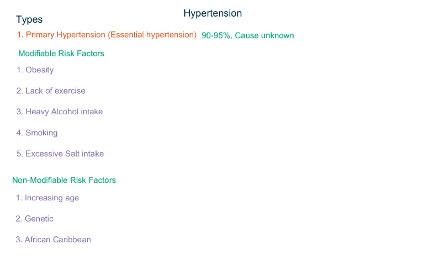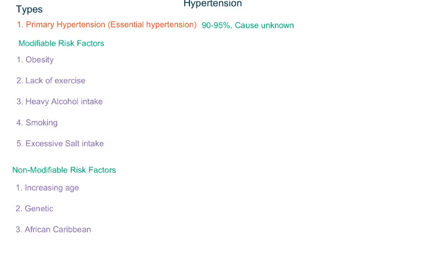The risk factors are further divided into modifiable and non-modifiable risk factors. Modifiable risk factors means the ones that can be changed, and non-modifiable means the ones that are not under our control. That means they cannot be changed. Amongst the modifiable risk factors, number 1 is obesity. The more you weigh, the more blood you need to supply oxygen and nutrients to the body. So if there is increased amount of blood volume in the arteries, it will cause increased resistance in the arteries, which will eventually increase the blood pressure.